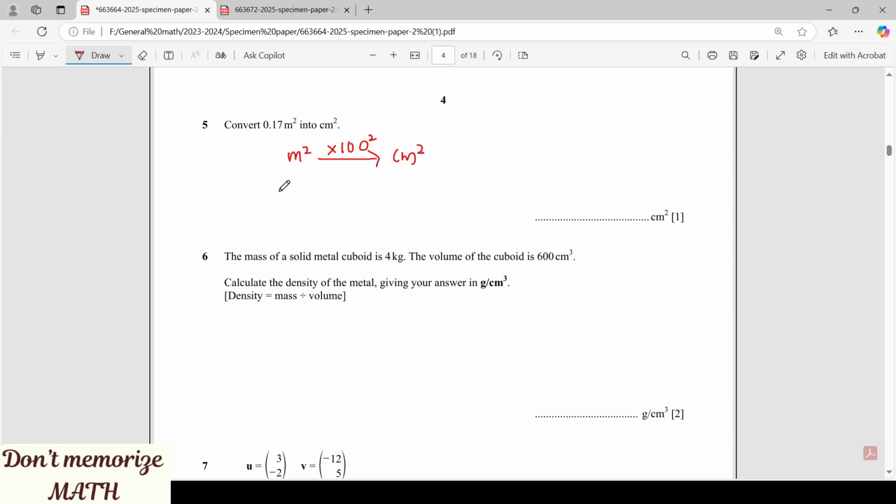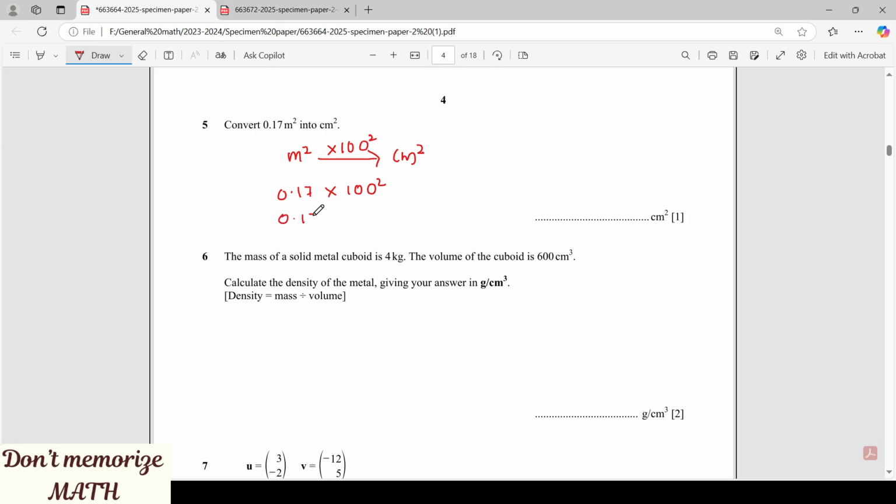Okay, so here we have 0.17 meter square. We need to change to centimeter square. So multiply by 100 square. These are all direct questions, so no need of steps. Only 1 mark question, so no need to write the steps. You can just calculate it here and write the final answer here. Keep in mind you cannot use a calculator.